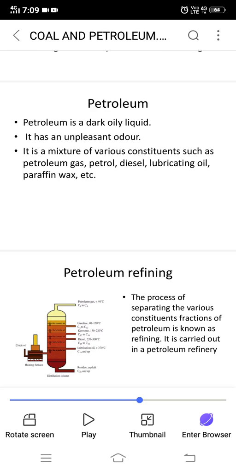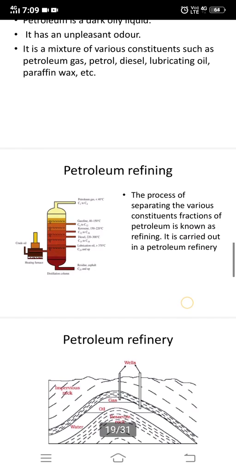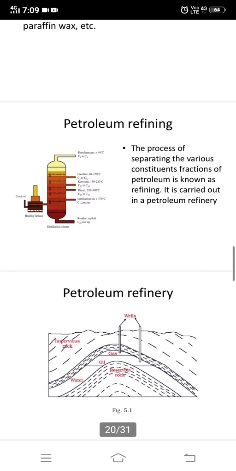It is a mixture of various constituents such as petroleum gas, petrol, diesel, lubricating oil, paraffin wax. All these are the constituents of petroleum. So we have to separate these constituents. There are various constituents, no? So we have to separate these constituents. So how is that done? By petroleum refining. So the process of separating the various constituents, fractions of petroleum, is known as refining.